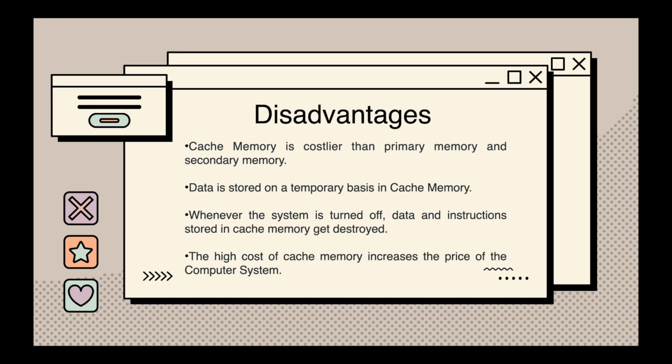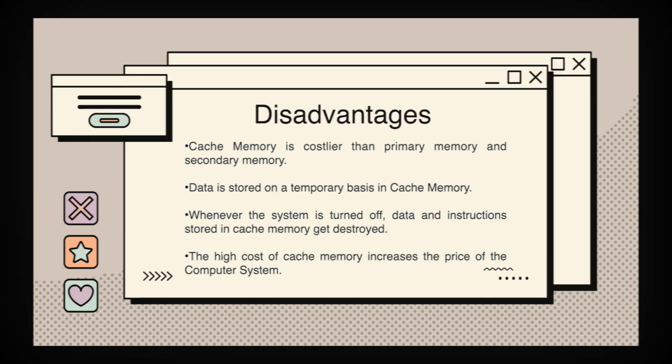Disadvantages. Cache memory is costlier than primary memory and secondary memory. Data is stored on a temporary basis in cache memory. Whenever the system is turned off, data and instructions stored in cache memory get destroyed. The high cost of cache memory increases the price of the computer system.